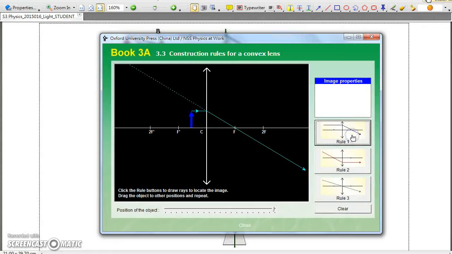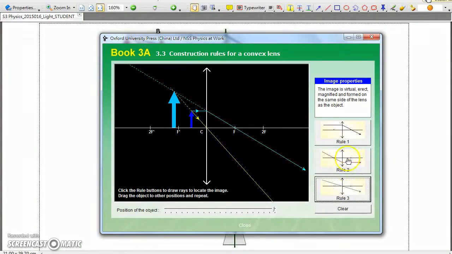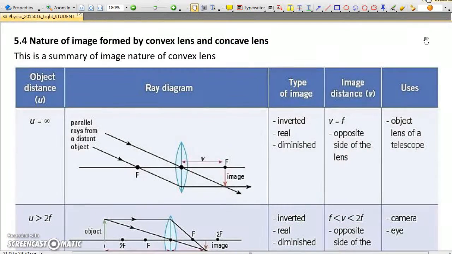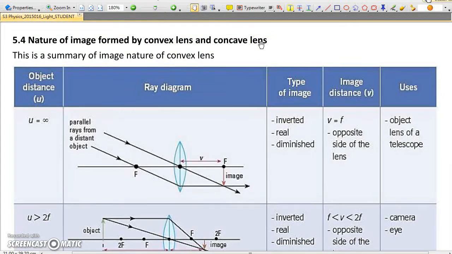And now let me draw this and that. Oops. And you can see, alright, in that way the image becomes erect and magnified. Very big. And that explains the table of section 5.4, nature of image formed by convex lens and concave lens. Let's start with convex lens.